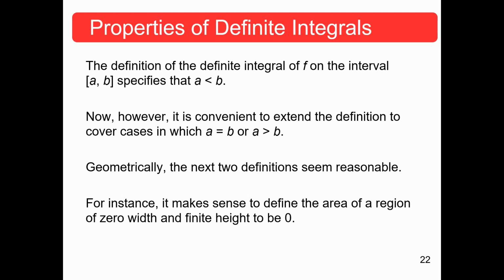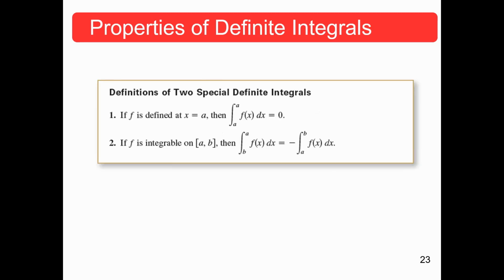Now, geometrically, the next two definitions seem reasonable. So, for instance, it makes sense to define the area of a region of zero width and finite height to be zero. Okay, so think about this. That first one says that as long as f is defined at x equals a, then the integral from a to a equals 0. So we have no width, so our base is equal to 0, but our height can be whatever. But it doesn't matter because 0 times anything is 0. So if delta x equals 0, then you get a big goose egg.